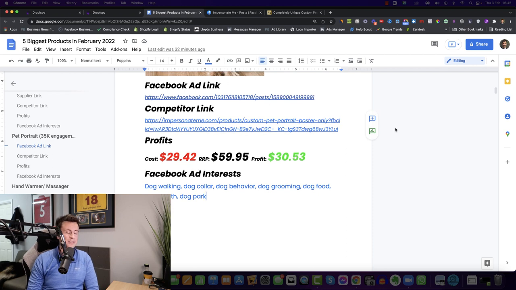My recommended interests for targeting on Facebook would be dog walking, dog collar, dog behavior, dog grooming, dog food, dog health, dog park. Basically, all those kinds of interests which are in and around and related to dog owners.